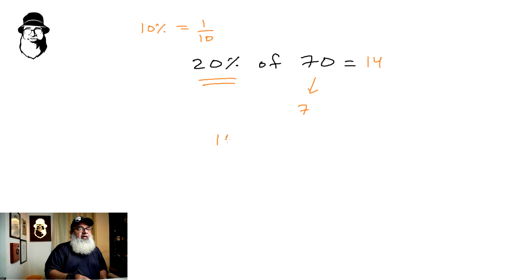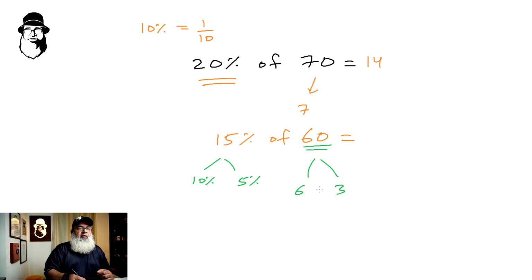Or let's say 15% of 60. Here we know that 15% is 10% plus 5%. What we can do here is 10% of 60 is 6 and 5% of 60 is 3, and when we add them it's 9. So 15% of 60 is 9.